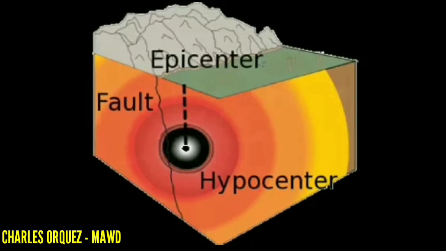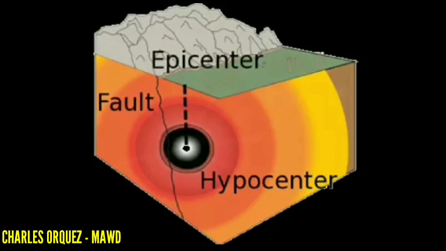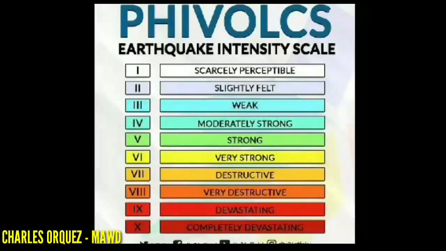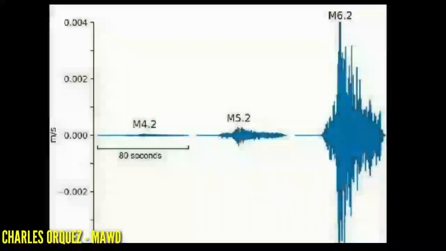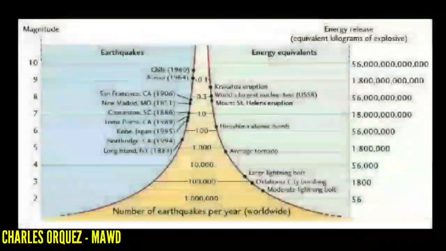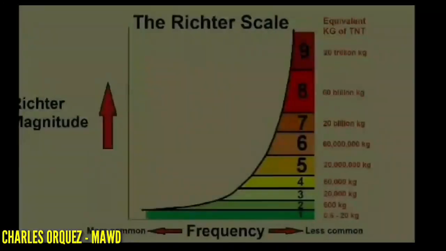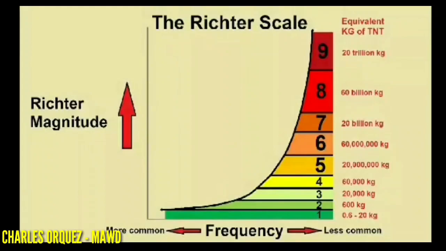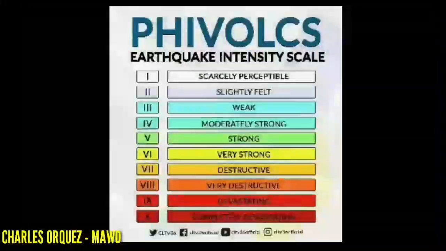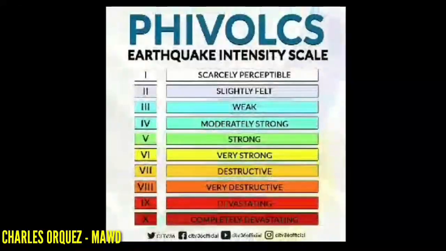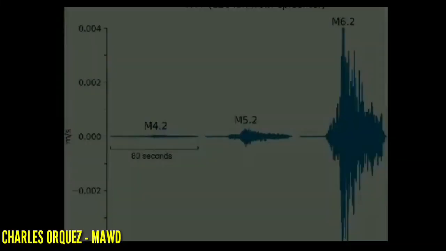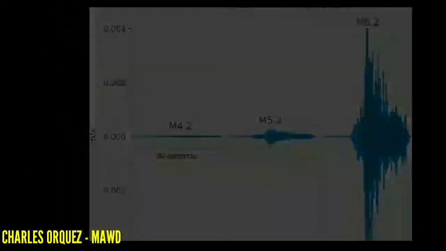Third one is the hypocenter, directly below the focus. Earthquakes are measured and compared by intensity, magnitude, moment magnitude, and Richter scale. Effects of the ground motion on the people and structures is the intensity. Magnitude is the amount of energy an earthquake releases.